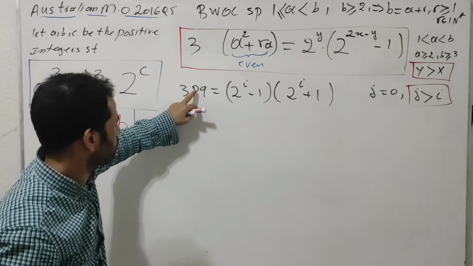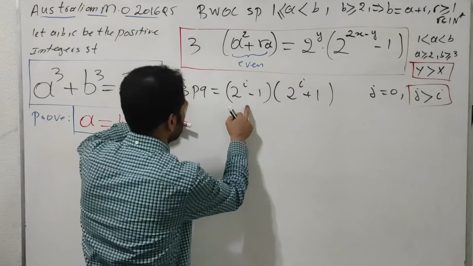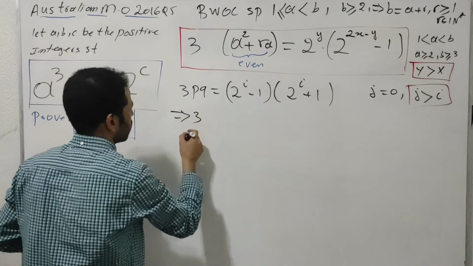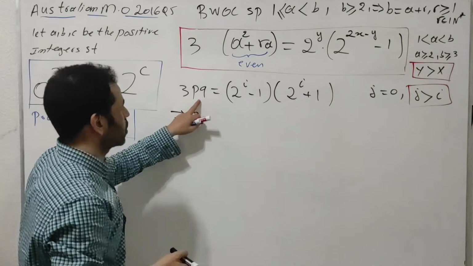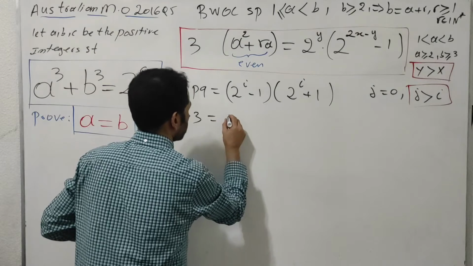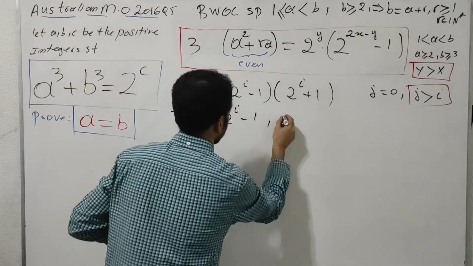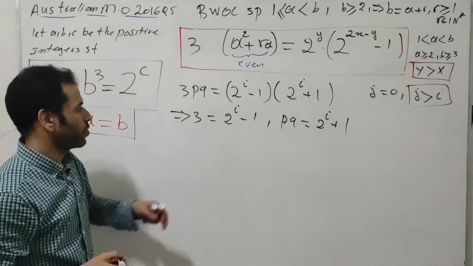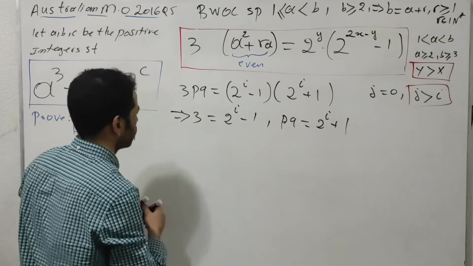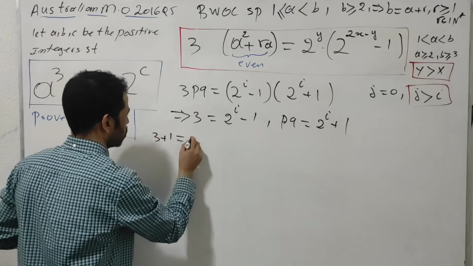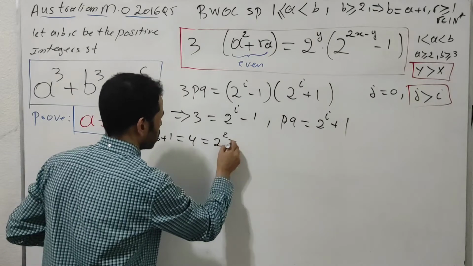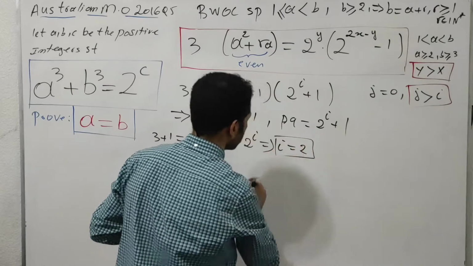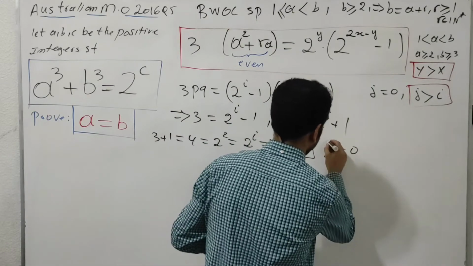Since 3 is smaller than pq, I'm going to take 3 equal to this one and pq equal to this one, because this term is smaller than this term. This is the first possibility, and also q is bigger than p. So 3 equals 2 to the i minus 1 and pq equals 2 to the i plus 1. I'm going to take the 1 to the left. I will have 3 plus 1, which equals 4, which equals 2 squared, equals 2 to the i. This tells us i equals 2. And we found j equal to 0.